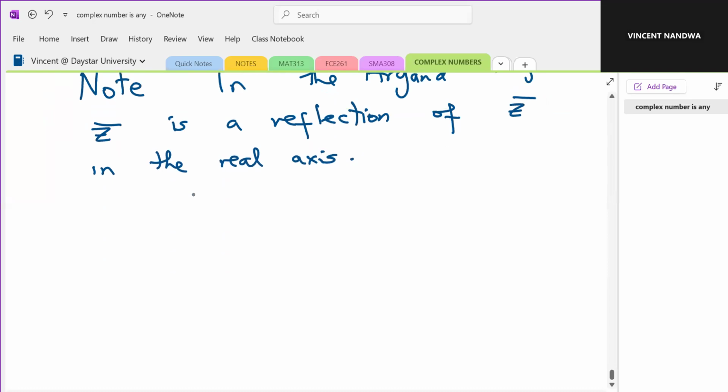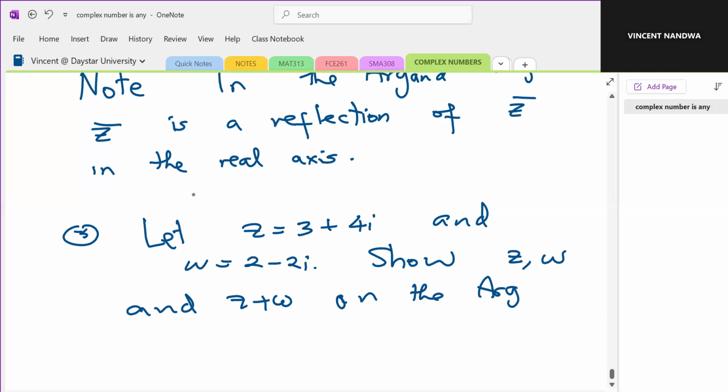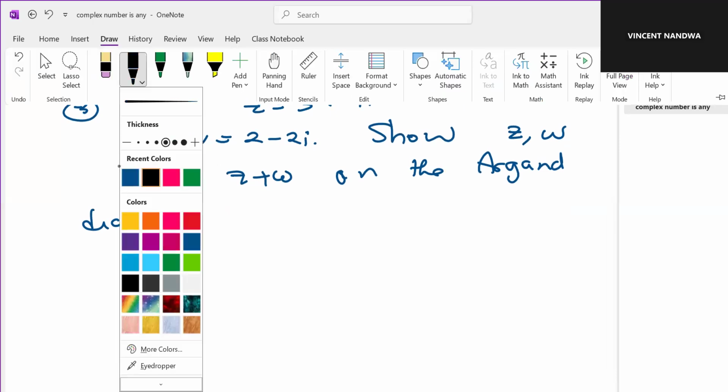Then number 3, or another example: let Z be given by 3 plus 4i and W be given by 2 minus 2i. Show Z, W and Z plus W on the Argand diagram. So what we do here first, let's get the sum and then we draw the diagram.